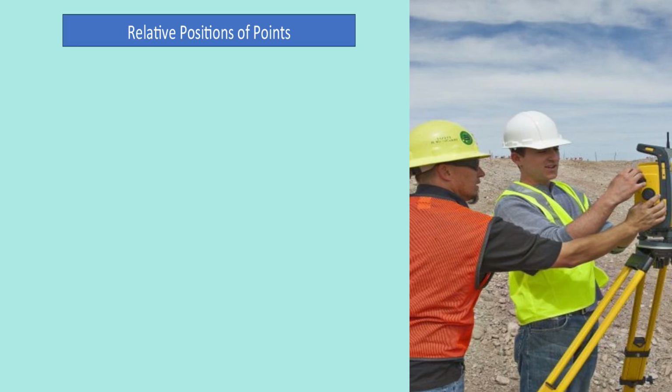The first point in this introduction is relative position of point. It means our aim is to determine the position of the points in a relative sense. We want to know the position of a point with respect to some points. Some points means some reference points whose locations are already known. For better understanding, I will give a simple example.